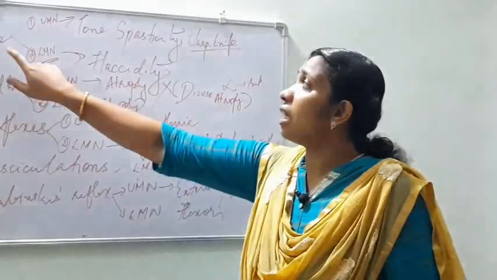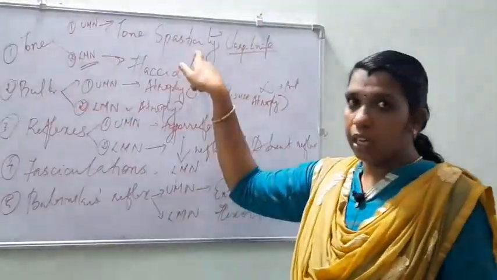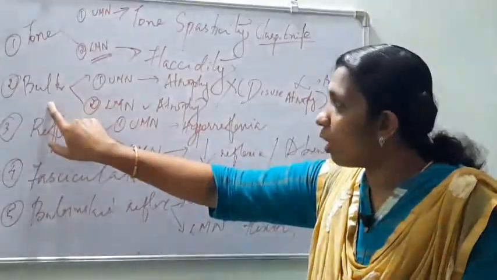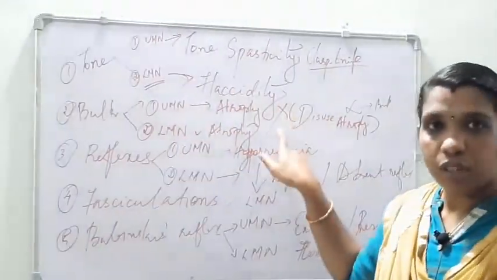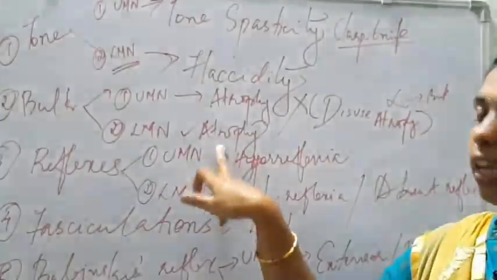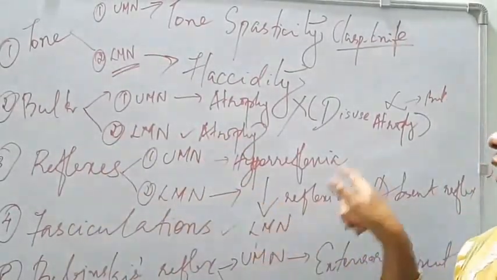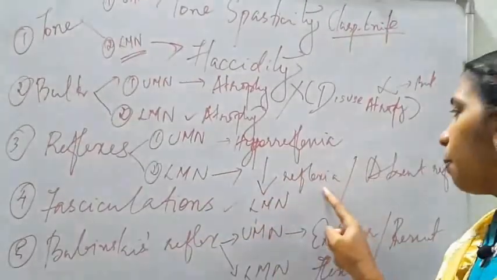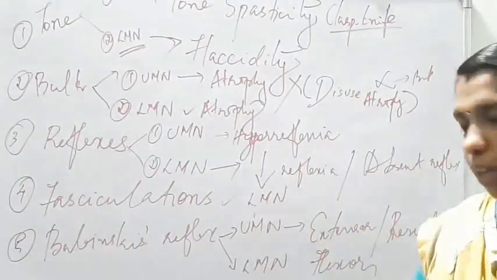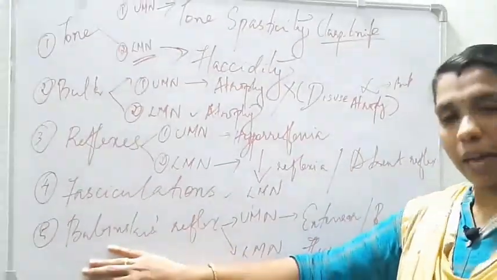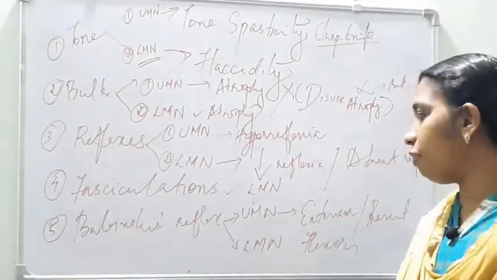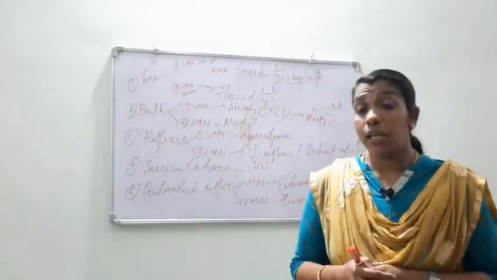I will say in short, in the case of tone, in upper motor neuron it is spasticity, you know the pathology, is it not? I am not going into the detail again. In lower motor neuron, it is flaccidity. In the case of bulk of the muscle, in upper motor neuron there is no atrophy, there is a chance of only diffuse atrophy, and in lower motor neuron there is a chance of atrophy. In reflexes, upper motor neuron will have hyperreflexia, and lower motor neuron will have hyporeflexia or absent reflex. Fasciculations are present only in lower motor neuron lesion. And Babinski's reflex, the plantar reflex, is extensor or present in upper motor neuron lesion, and normal or flexor in lower motor neuron lesion. So these are the most important differences.